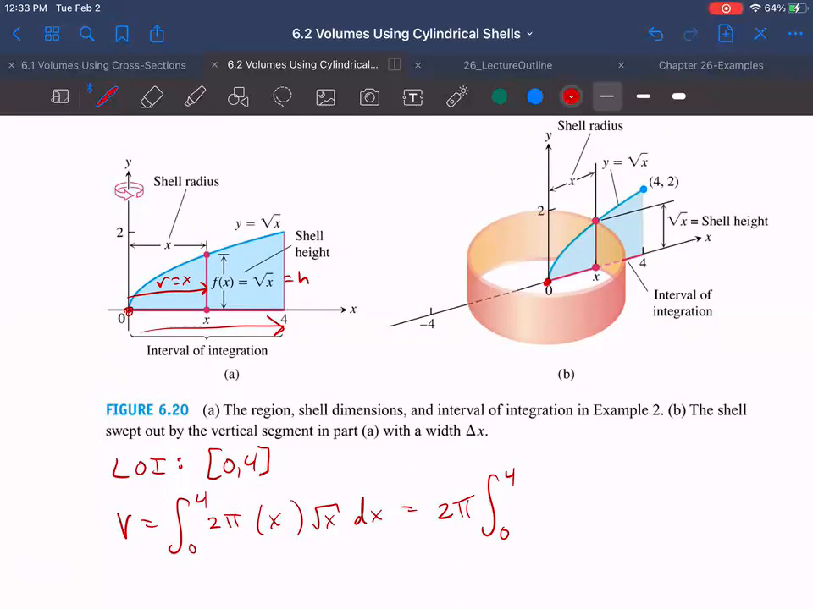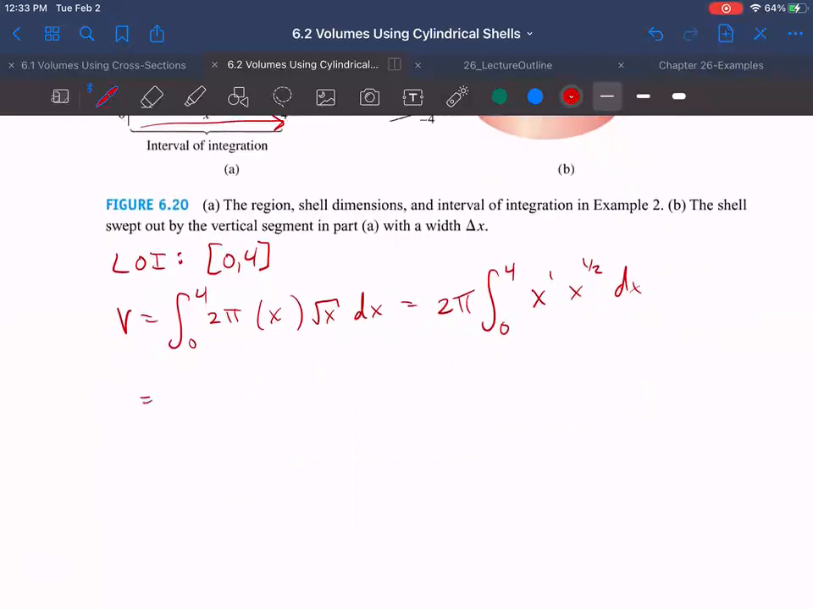X to the what? There we go. This is x to the first. This is x to the 1/2. What's 1 plus 1/2? Well, that's 2/2 plus 1/2. That's 3/2. So it's x to the 3/2, right? And then dx. So then this becomes 2 pi, integral from 0 to 4 of x to the 3/2 dx.